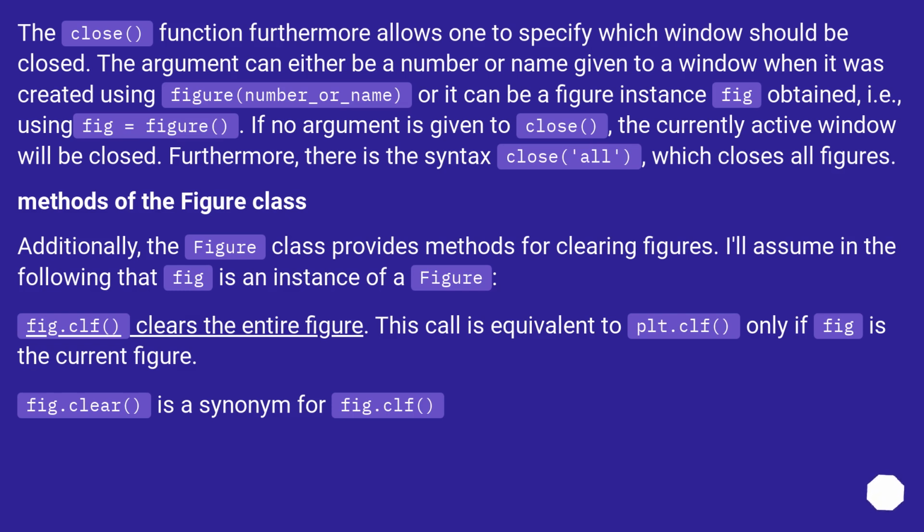Methods of the figure class. Additionally, the figure class provides methods for clearing figures. I'll assume in the following that fig is an instance of a figure. fig.clf clears the entire figure. This call is equivalent to plt.clf only if fig is the current figure. fig.clear is a synonym for fig.clf.